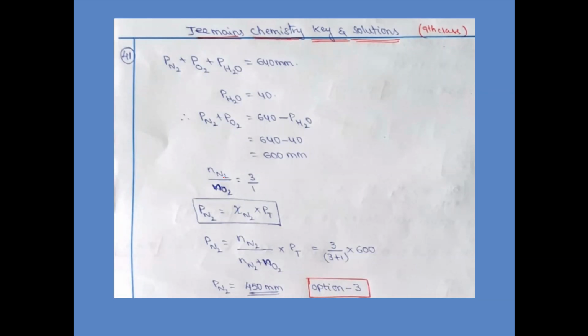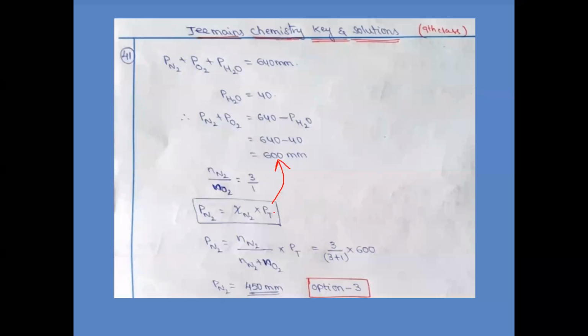Next, the ratio of the number of moles of nitrogen to oxygen is given as the molar ratio 3:1. The molecular ratio is nothing but the molar ratio. Now the partial pressure of nitrogen, or any gas, is equal to the mole fraction of that gas times the total pressure of this mixture. This total pressure must be taken as 600 mm. It is the total gas pressure. We should not take 640 mm here.